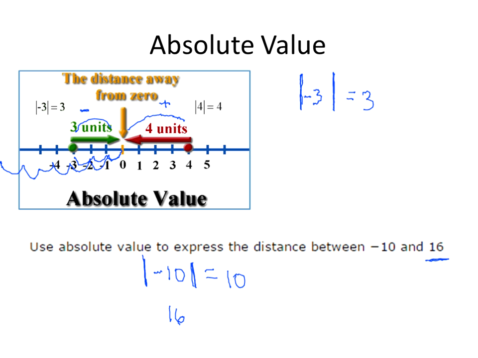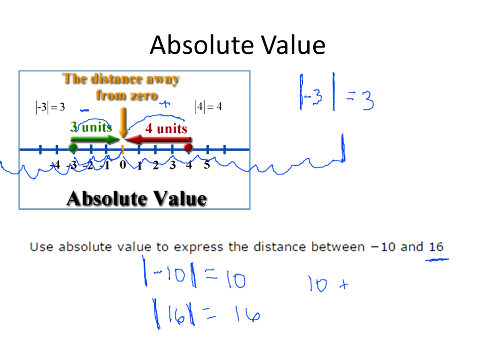And then the absolute value of a positive 16 would be on the right side of the 0. So it would go all the way up to 16 way over here, and that means it would be 16 spots from the 0. So it would be a positive. So we want to use the absolute value to express the distance between those two.